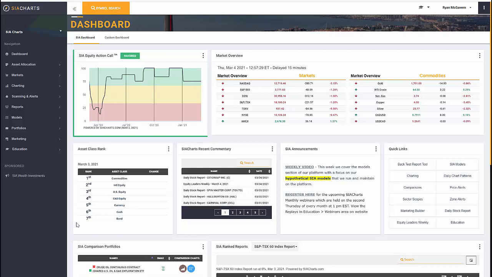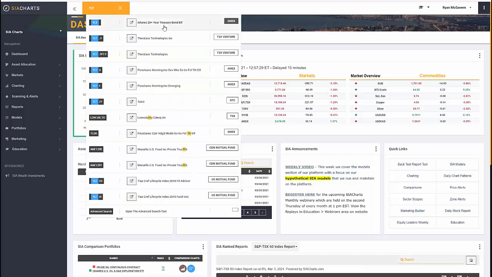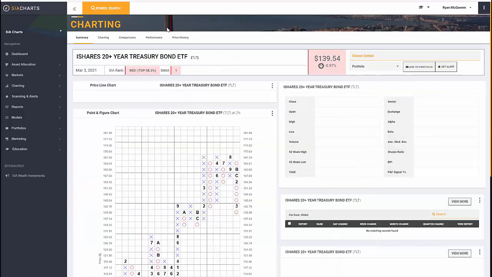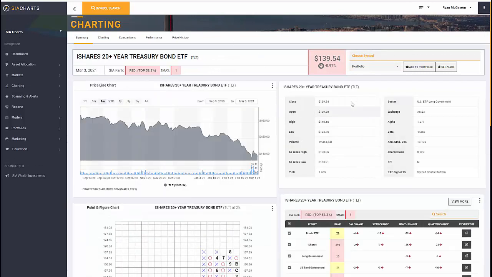So for this week, I'm going to talk about our 7th ranking asset class, which is bonds. And to do that, I'm going to use the TLT, which is the well-known iShares 20-year Treasury bond. So moving over to the charting summary area here, we could see some general information about this product. We could see the current yield is 1.48%, and we could see that there has been a downtrend in this product over the last 6 months with this line chart here.